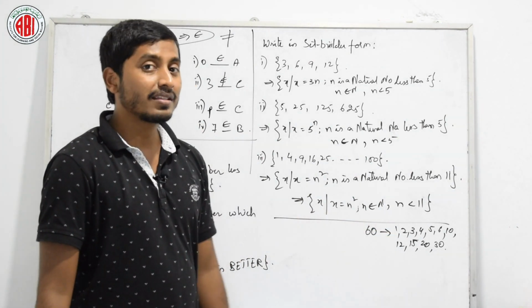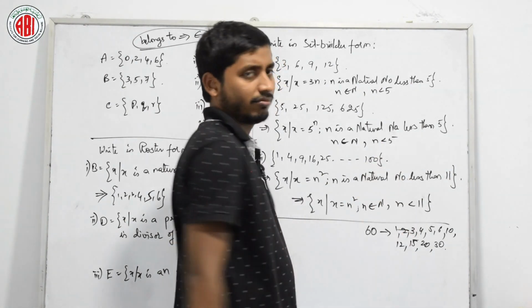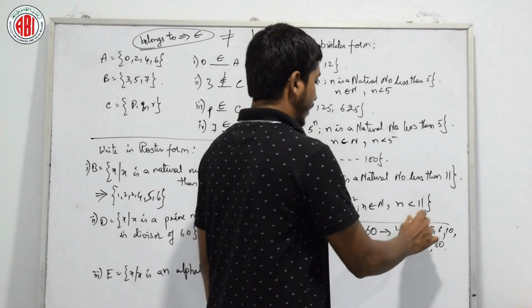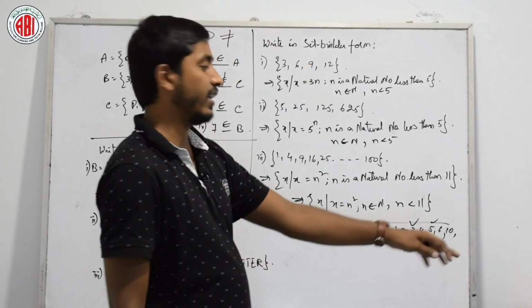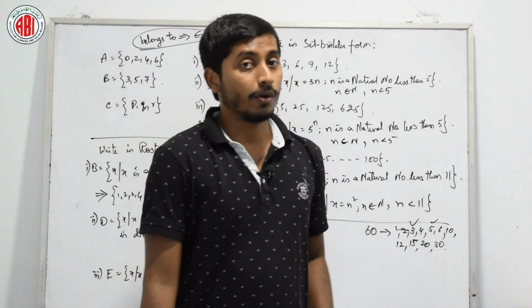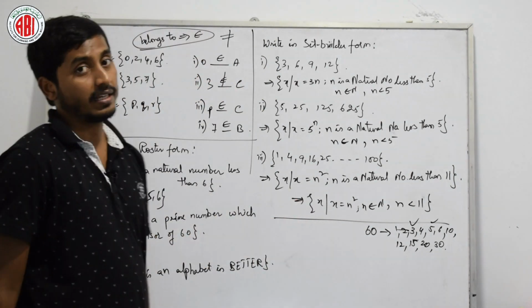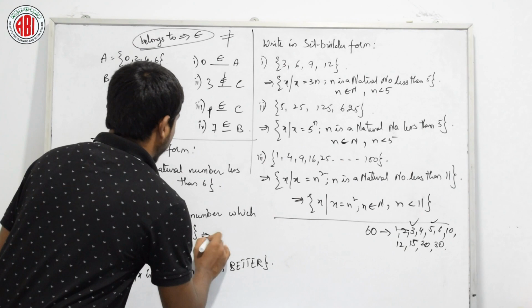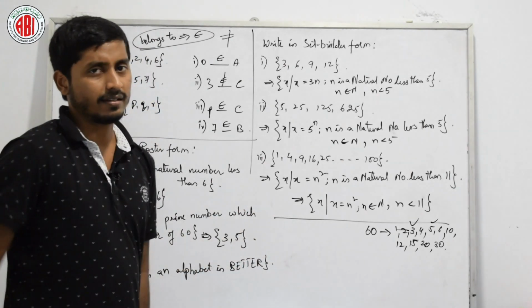What are the prime numbers among them? 1 is neither prime nor composite. 2 is a prime, 3 is a prime, right? 5 is a prime. 4, 6, 10, 12, 15, 20, 30, are those primes? No, they are not at all. Therefore, the prime numbers which are divisors of 60, what are those? They are nothing but 2, 3 and 5. There is a set, that's it.